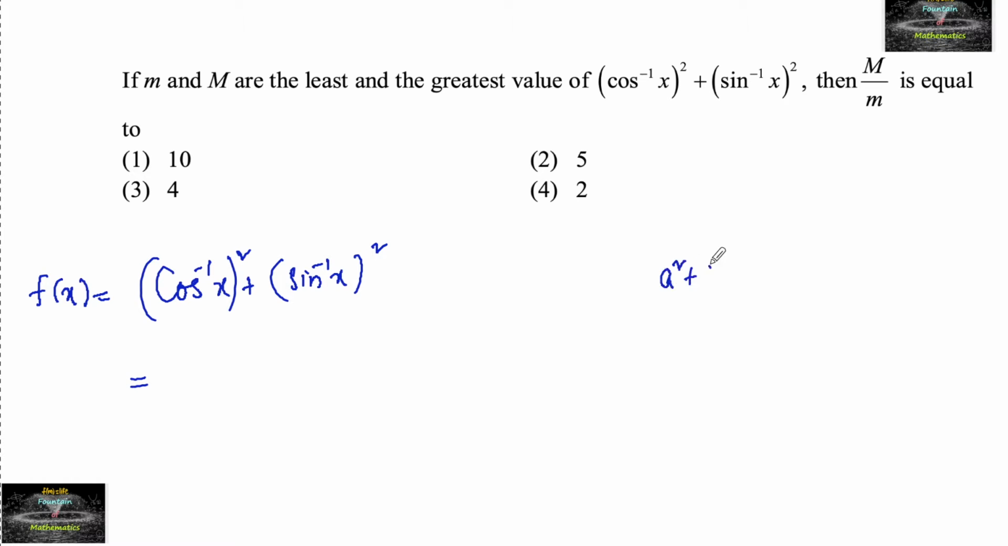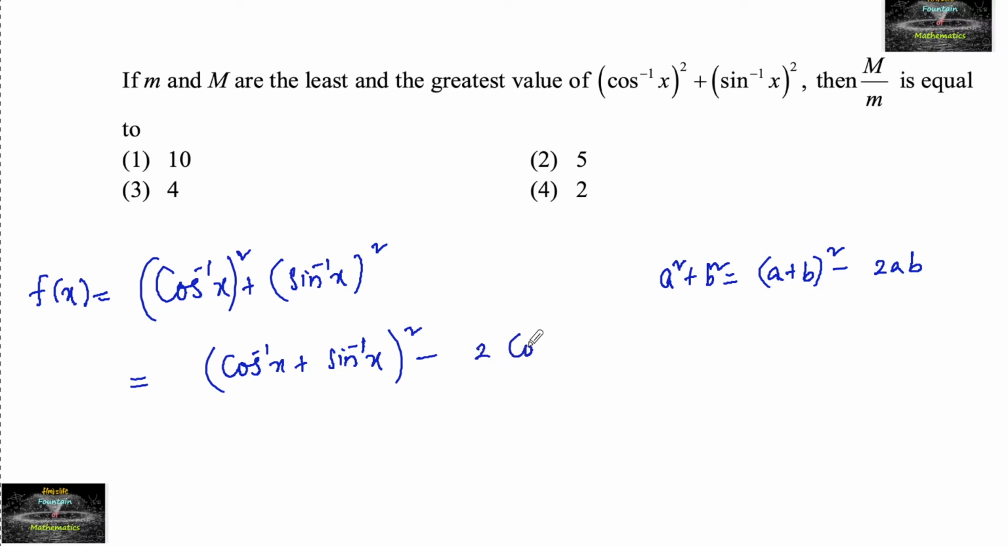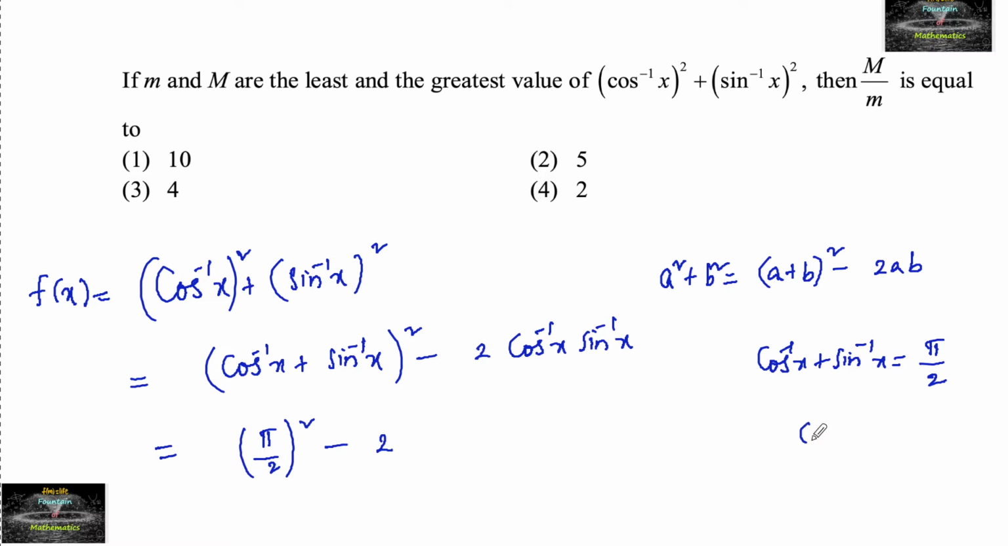Since we know a square plus b square is equal to a plus b whole square minus 2ab, so we can write this as cos inverse x plus sin inverse x whole square minus 2 times cos inverse x into sin inverse x, and also we know that cos inverse x plus sin inverse x is equal to pi by 2, so we can use here pi by 2 whole square minus 2 times of, also cos inverse x is equal to pi by 2 minus sin inverse x.